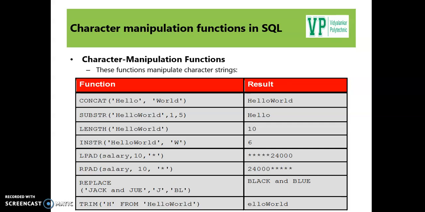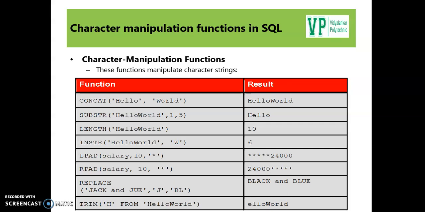This function is used to calculate the length of the input character data. So the output is 10, which means the word hello world contains 10 characters. It considers the space also. So if the input is hello, then space, and then world, our output is nothing but 11. So the length function always gives us number data as an output.